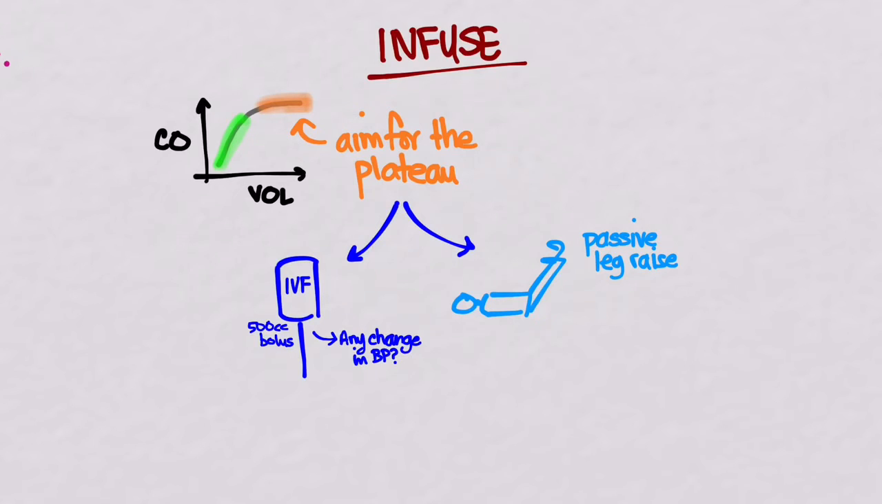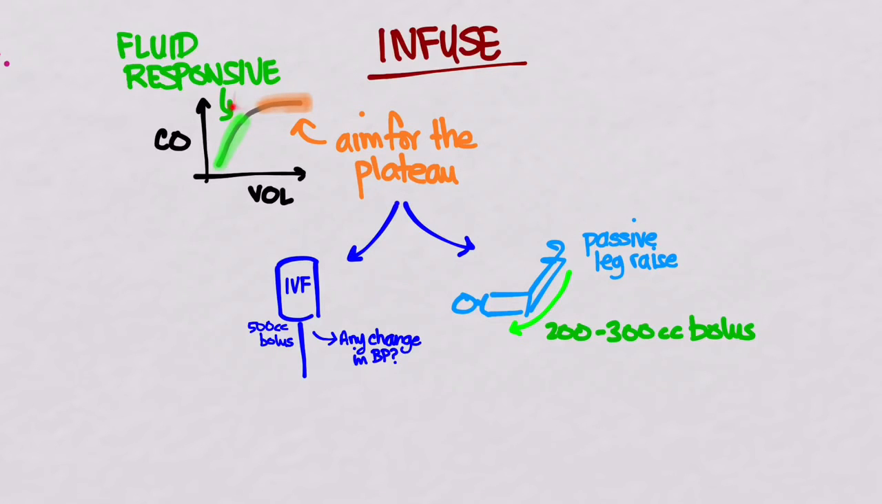Another way to do that is to give a fluid bolus that's already in the body. You can just raise the patient's legs up, which is like giving a 200 to 300cc bolus. And then you should see an improvement in cardiac output or pulse pressure. So what we're really doing is trying to judge for fluid responsiveness, to see that if we're over here, if we are fluid responsive, we know we've got some more work to go to aim for the plateau.